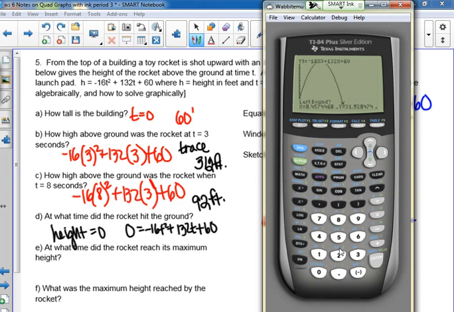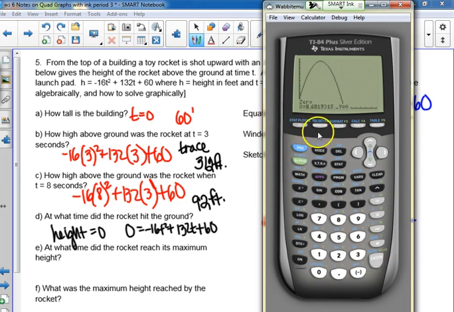If I know it's somewhere between 8 and 9 seconds, instead of scrolling around, I can type 8 as my left bound and 9 as my right bound. And it's looking in between these two little arrows up here. And when I hit enter, it finds it at 8.68. So you don't necessarily have to scroll around.